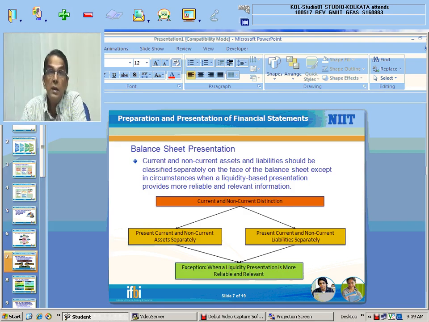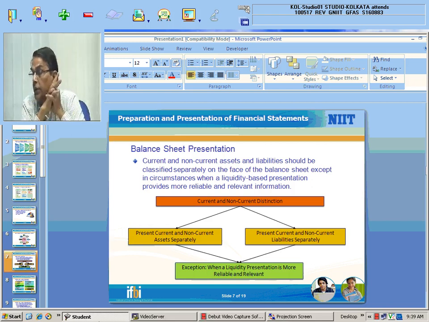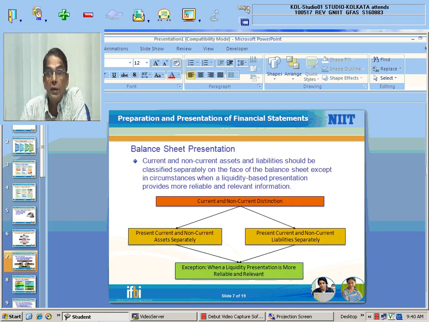A current asset can also be cash or cash equivalent assets, unless it is restricted from being exchanged or used to settle a liability for at least 12 months after the reporting period. All cash and cash equivalents are taken as current assets unless there is some restriction on them being exchanged or used to settle a liability for at least 12 months after the reporting period. If such restriction doesn't apply, all cash and cash equivalents will be considered current assets.